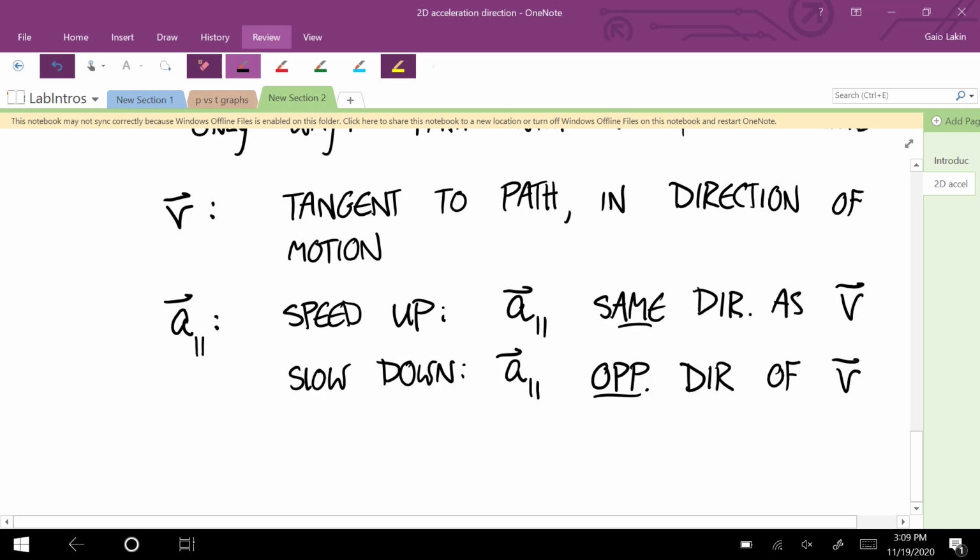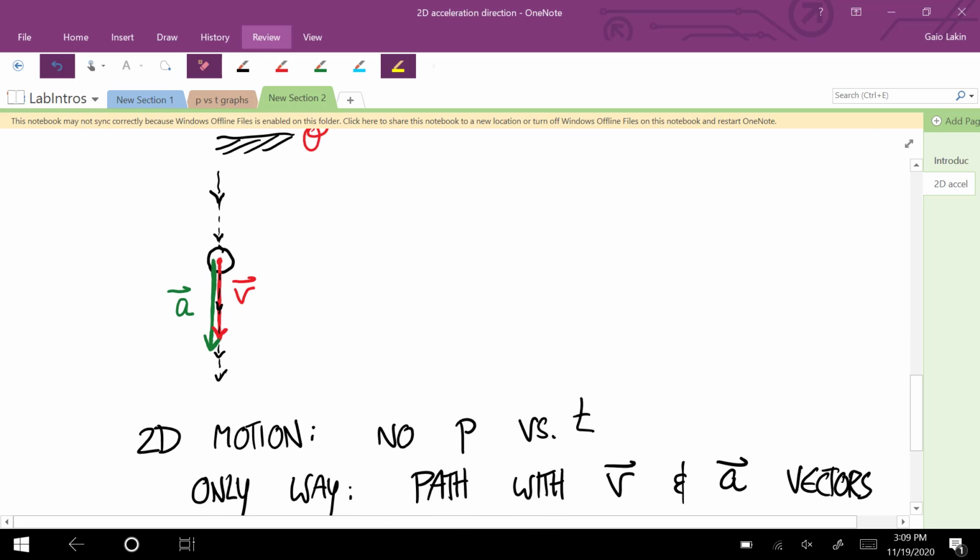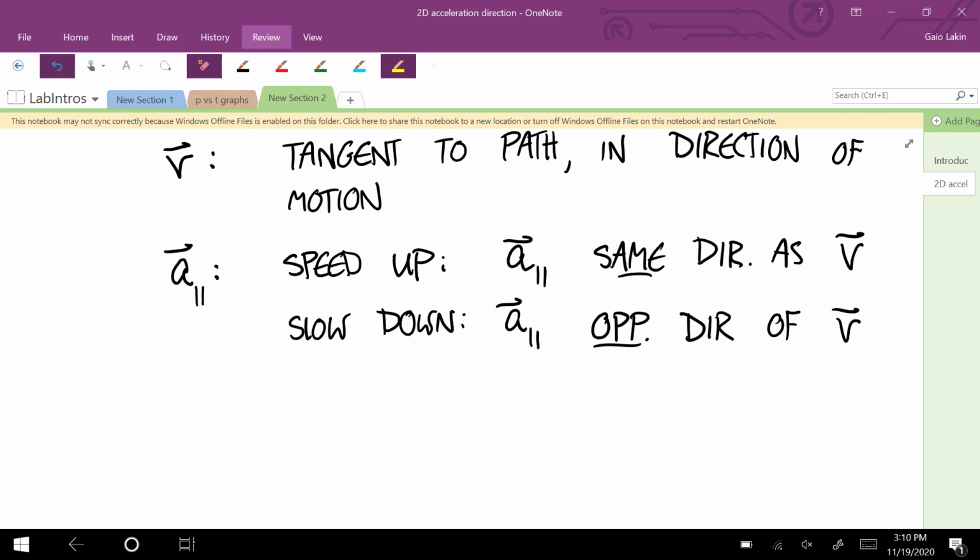Okay, so notice that this is the only kind of acceleration that there is in a one-dimensional problem. Like if we look back at this example we just did, the velocity is tangent to the path, which is, in this case, just along the path because it's a line. And it's speeding up. So we have this part of the acceleration that's parallel to the velocity, and it's in the same direction as the velocity. There's no other part of the acceleration in 1D, so this is all of the acceleration. In 2D, we're going to have to deal with this other part too.